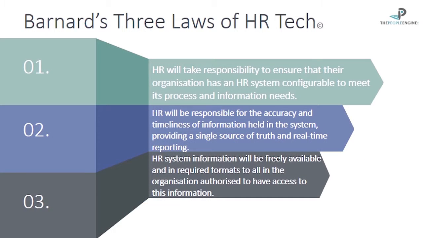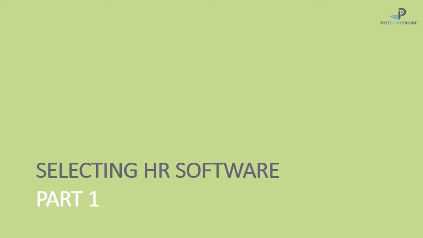A little while back, I propounded what I call the 3 laws of HR tech, which actually place the responsibility for HR systems squarely on the shoulders of HR. It means that HR would take responsibility for selecting it, would also take responsibility for running it, for the data that's in the system, and also making sure it's available to all those people in the organization who actually need it. So here we are.